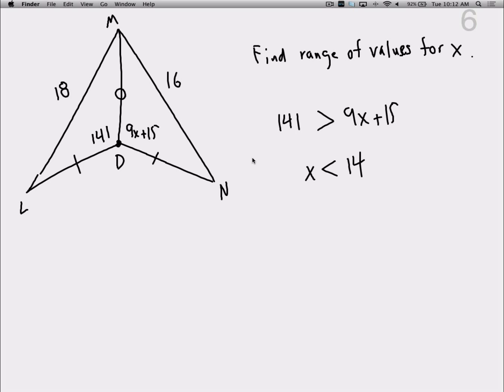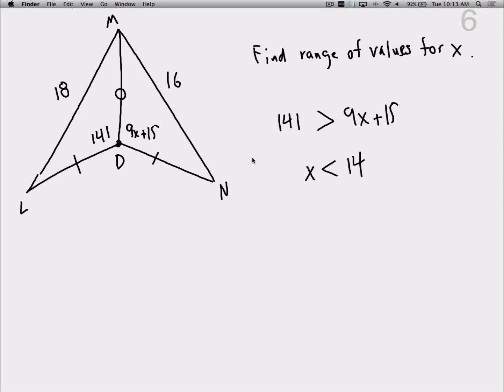Okay, good. Is that a range? No, it's not. Can x be 0? Can x be negative 1,000? It can't be. Why not? It would make the angle negative, but we can't have negative angles.